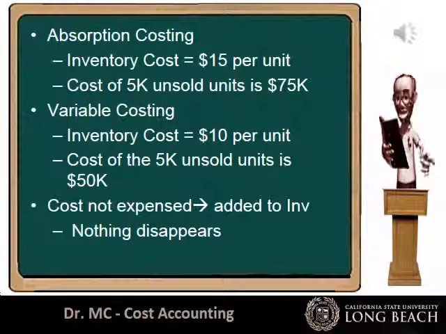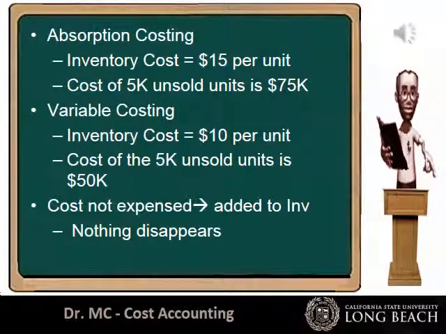In our example under absorption costing, the cost of one unit was $15, and the cost of the 5,000 unsold units is $75,000. With variable costing, the cost of one unit is $10, and the cost of the 5,000 unsold units is $50,000. As you can see, the difference between the cost of the unsold inventory under the two methods is also $25,000. This is not a coincidence. The $25,000 of fixed overhead that was not expensed under absorption costing was added to the cost of the inventory of the unsold units. It didn't disappear.